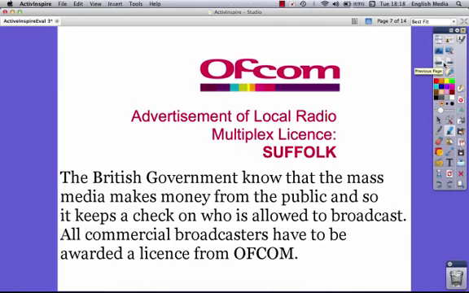Ofcom is what gives the radio shows the license to broadcast. It's kind of like the health and safety of radio, and in order to be broadcasted you need this. You need to get a license from Ofcom to be able to broadcast your show and actually make profit off of it.